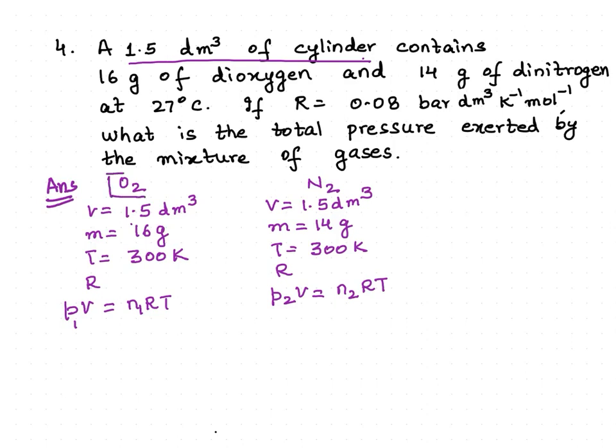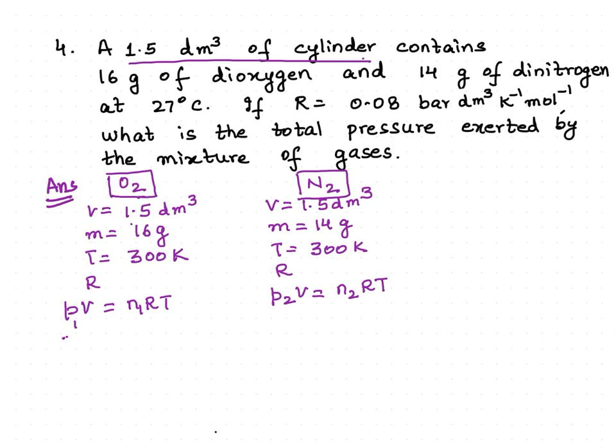So I'm taking the first case of oxygen and then we're going to jot down the data for nitrogen. Volume is 1.5 dm cube. So what will be the pressure? The pressure that you get now would be called the partial pressure of oxygen.